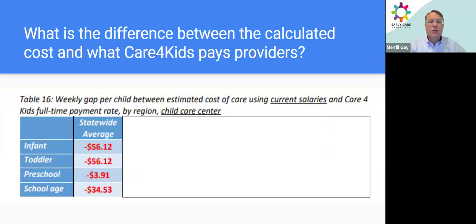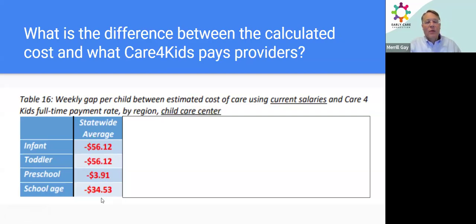Now, the next thing that the cost analysis does, that the federal government required for the first time this year, is to look at what's the difference between that calculated cost and what Care for Kids pays providers. And so this is looking at it on a weekly basis. If you look at the statewide average using the current salaries in the workforce registry, Care for Kids is paying $56.12 less per hour than the cost of providing care at the current wage averages. It's obviously much less at the preschool level. It's only $3.91 less per week. And for school age, it's $34.53 less per week.